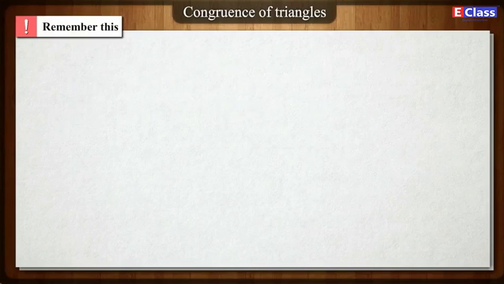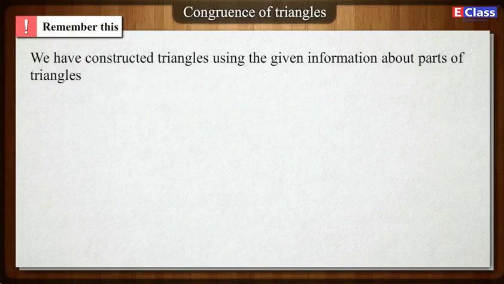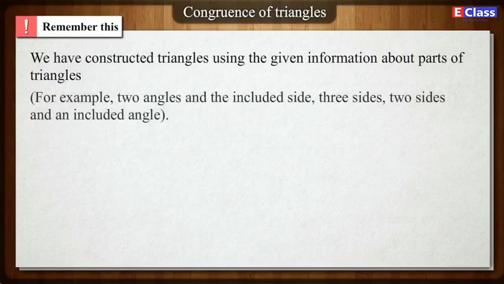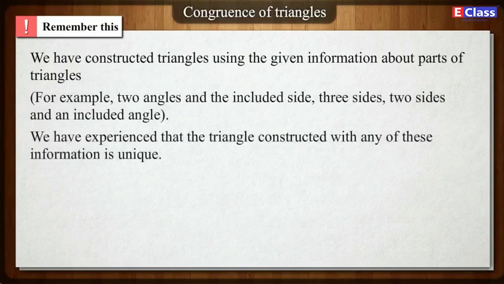Remember this. We have constructed triangles using the given information about parts of triangles. For example, 2 angles and the included side, 3 sides, 2 sides and an included angle. We have experienced that the triangle constructed with any of these information is unique.